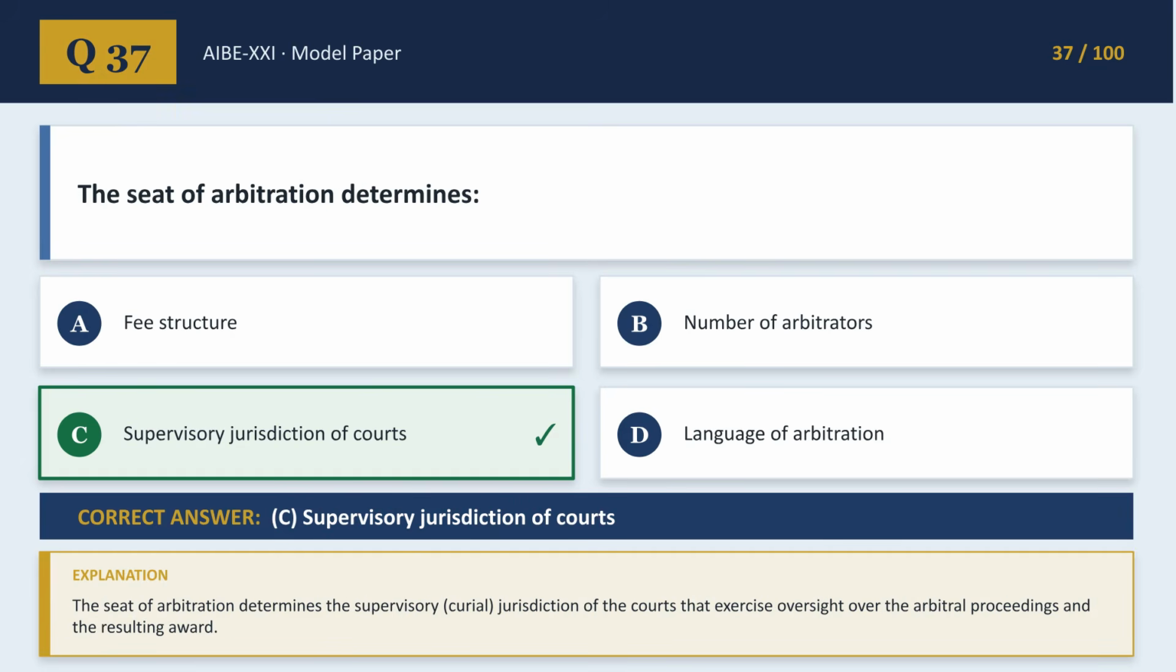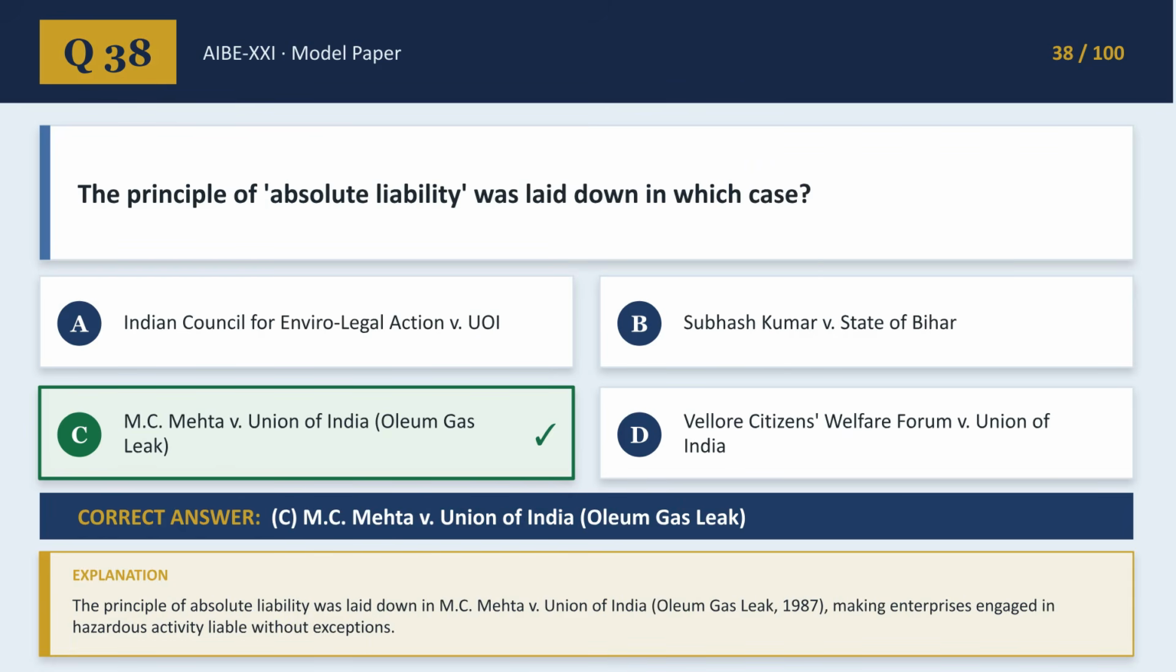Question 37. What does the seat of arbitration determine? The correct answer is C, supervisory jurisdiction of courts. This determines which court oversees the proceedings and award. Question 38. The principle of absolute liability was laid down in the case MC Mehta versus Union of India, oleum gas leak. The correct answer is C.